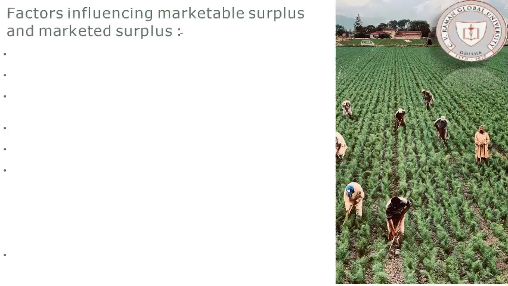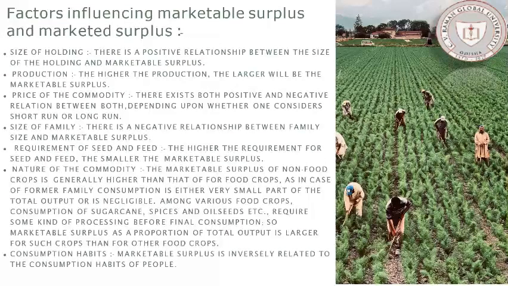Here we'll see which factors influence marketable surplus and marketed surplus. Factors that influence marketable surplus and marketed surplus are size of holding, production, price of commodity, size of family, requirement of seed and feed, nature of the commodity, and consumption habits.